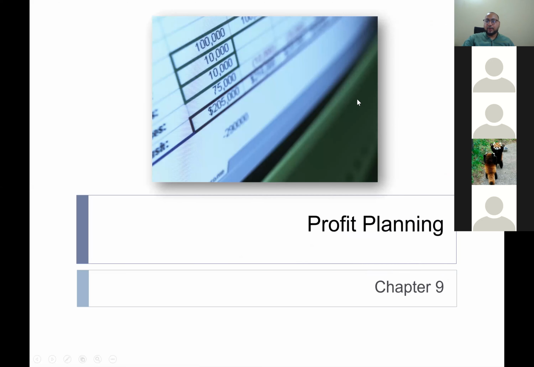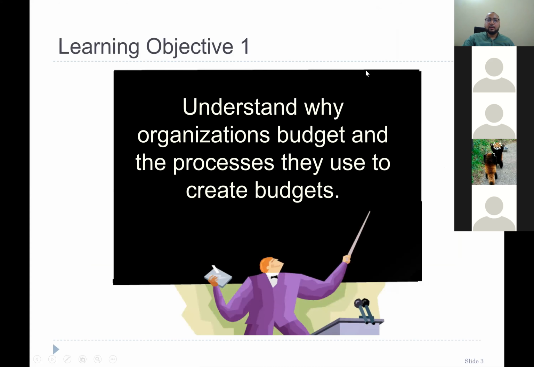Okay, today we are starting chapter 9, which is profit planning and budgeting. So our first learning objective is to understand why organizations budget and the processes they use to create budgets.